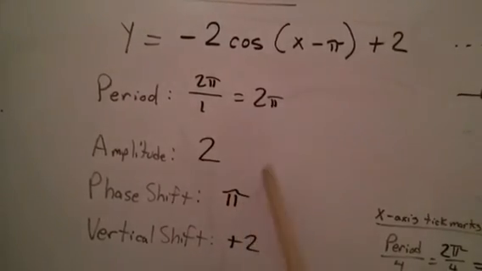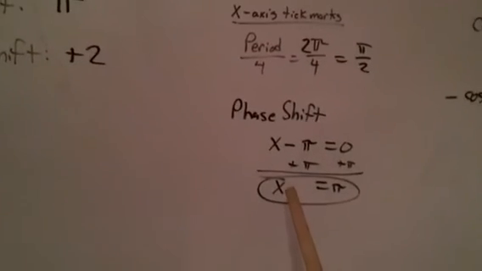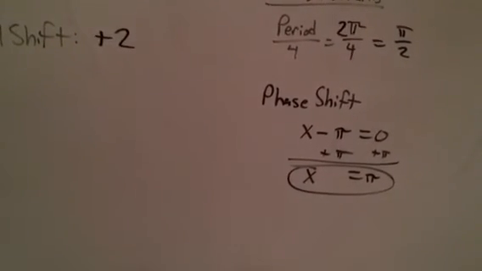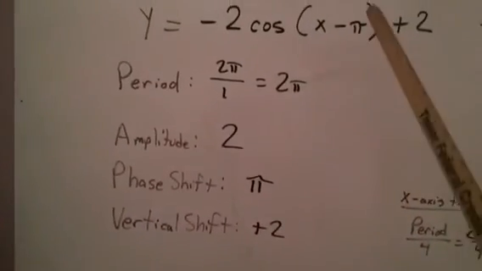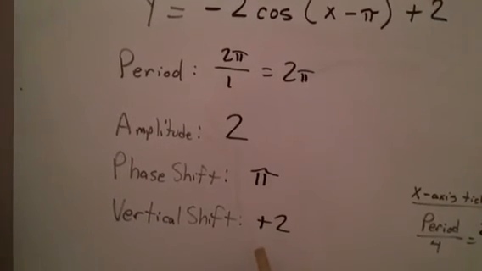I do have a phase shift. Set this equal to 0 and solve for x. So my phase shift, if I add pi to both sides, my phase shift is pi. That's my new starting point. And I do have a vertical shift of 2 because of the plus 2 outside here of the trig function.